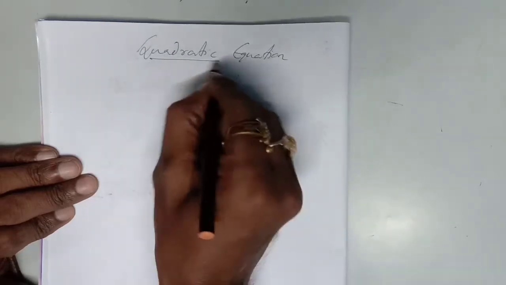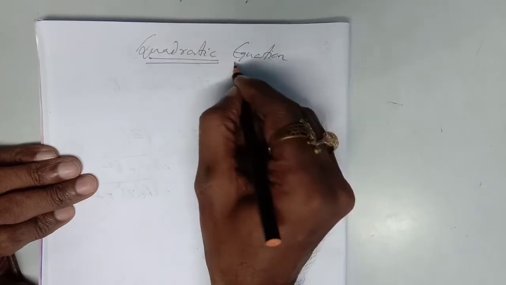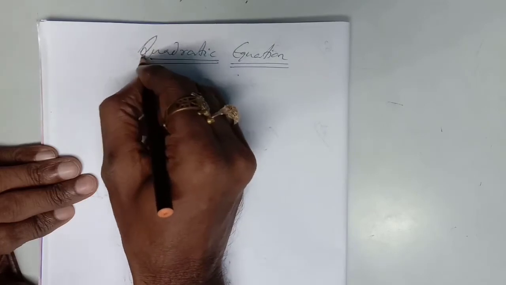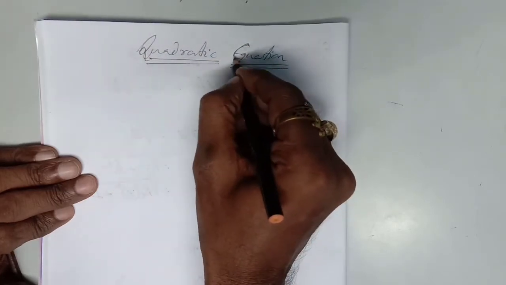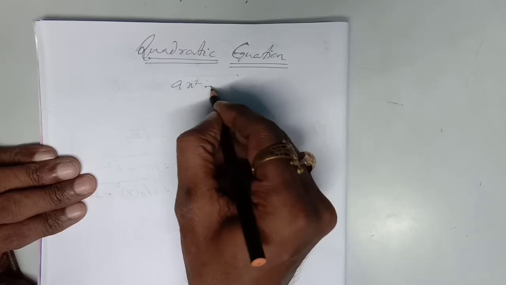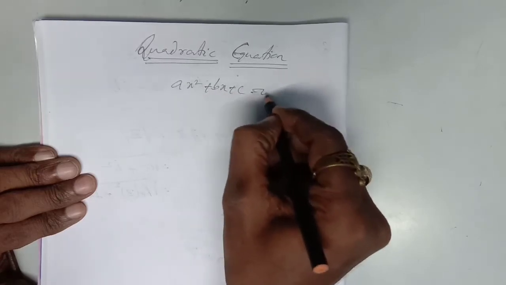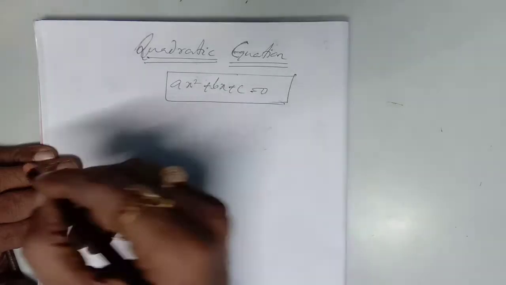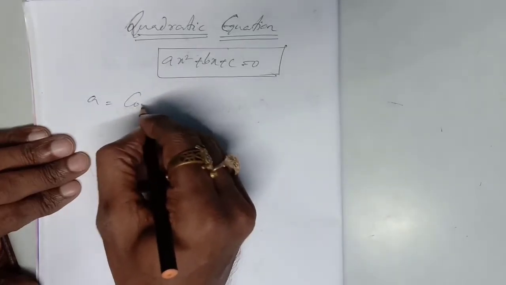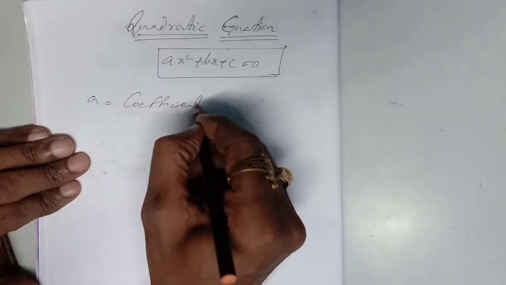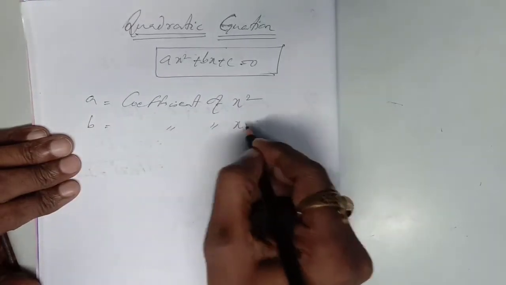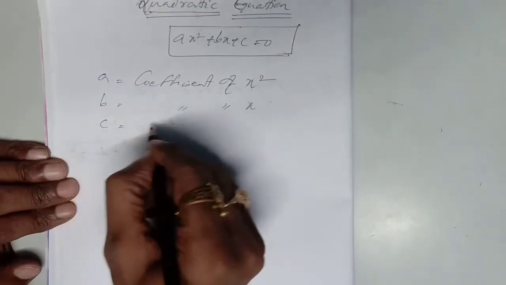The quadratic equation chapter you have already started in class 9 and 10, and here you have to do the same thing, with slightly more practice. The chapter name is quadratic equation. The format is like this: ax square plus bx plus c is equal to 0, this is the form of a quadratic equation. What is a? A is the coefficient of x square. What is b? That is the coefficient of x. What is c? That is the constant term.